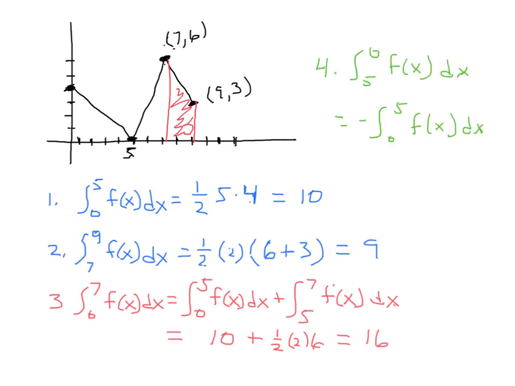The last one I want to look at is number 4, right here, and that is the integral from 5 to 0 of f(x) dx. Now notice this time the 5 is down below. Because we usually look at the definite integral from the lower to the upper limit, I know by one of our other properties that this is going to equal the opposite of the integral from 0 to 5 of f(x) dx. Again, I know this integral is equal to 10, so this one comes out to equal negative 10.